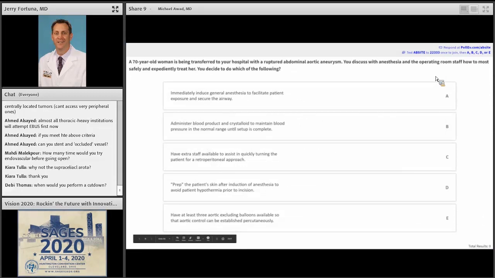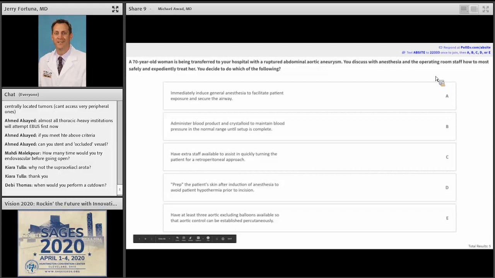A 70-year-old woman is being transferred to your hospital with a ruptured abdominal aortic aneurysm. You discuss with anesthesia and the operating room staff how to most safely and expeditiously treat her. You decide to do which of the following? A, immediately induce general anesthesia to facilitate patient exposure and secure the airway. B, administer blood product and crystalloids to maintain blood pressure in the normal range until setup is complete.